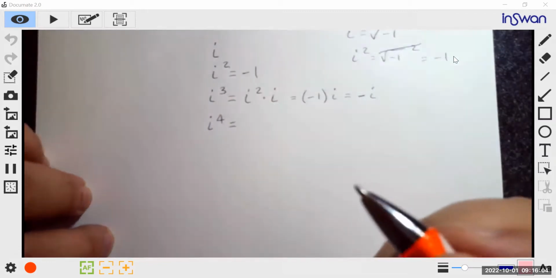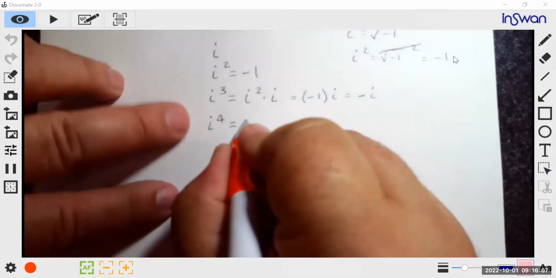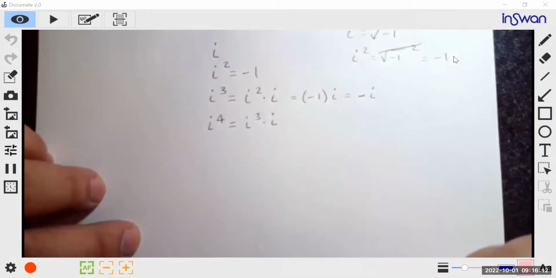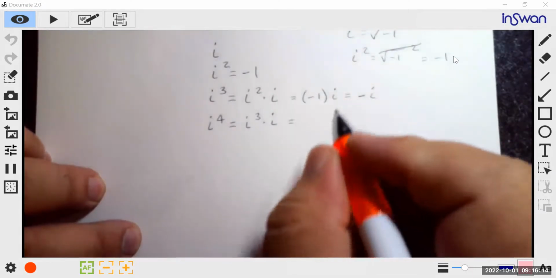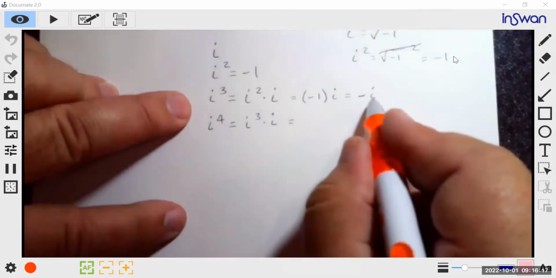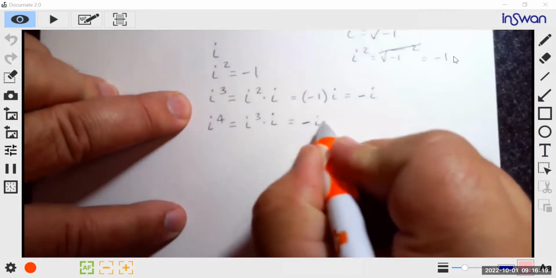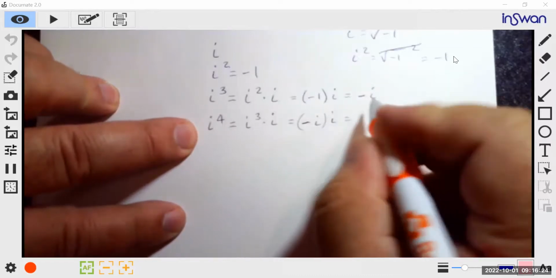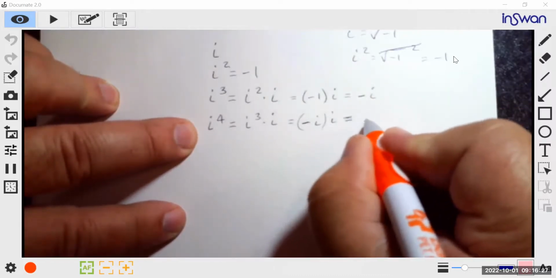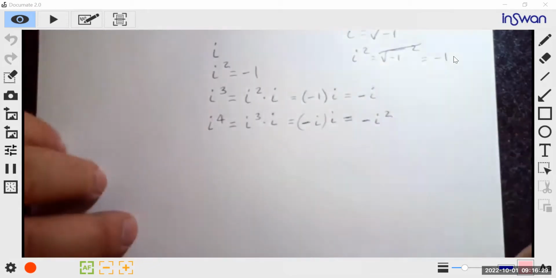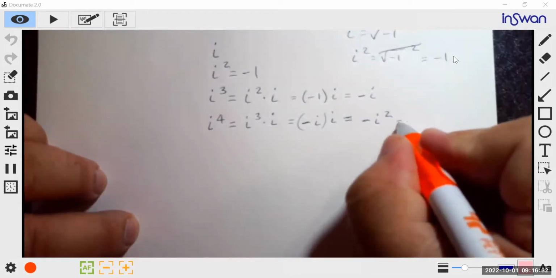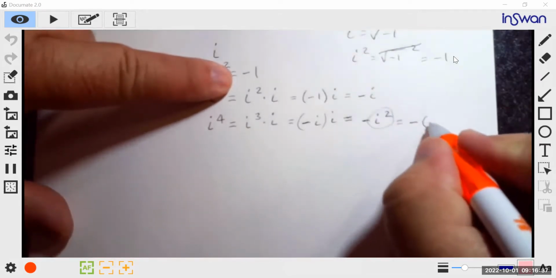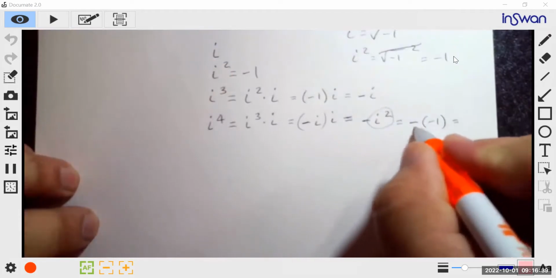What's i to the fourth? Well, i to the fourth is i to the third times i. i to the third is negative i, times i. So that's negative i squared. But what is i squared? i squared is negative 1. Negative, negative makes it a 1.